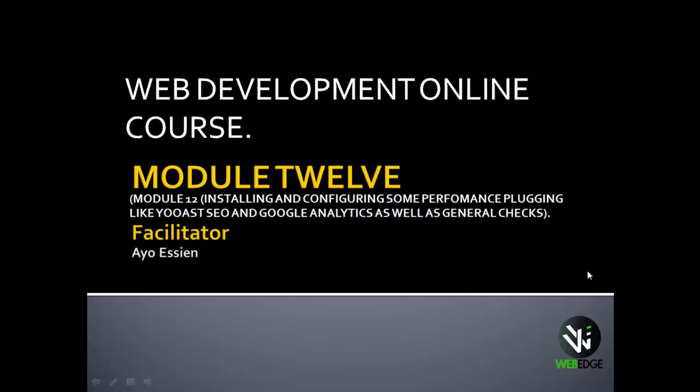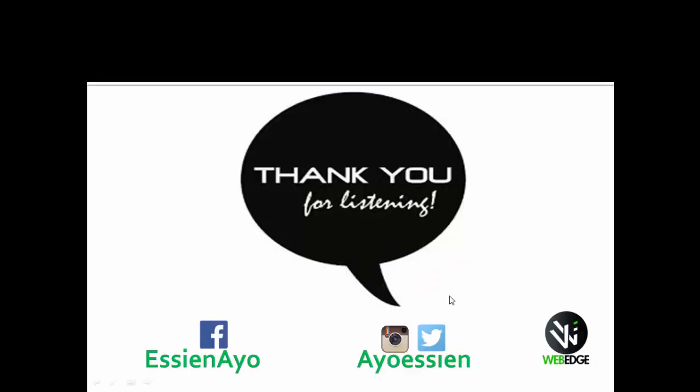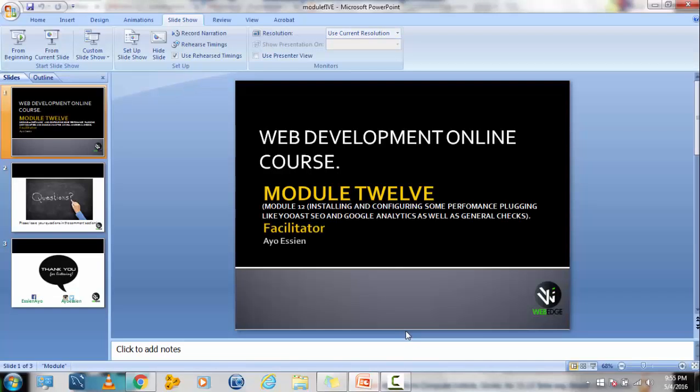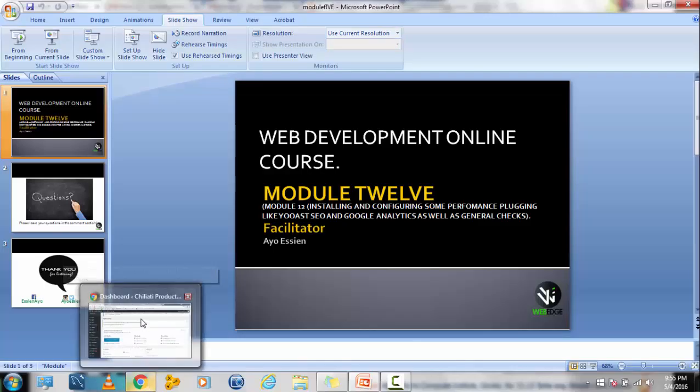All right, so in this module I will be showing you how you could use some good performance plugins to help improve your website score on Google, one of which is Yoast SEO, as well as Google Analytics. I'll be showing you how to configure both of them on your WordPress site. All right, so let's quickly head over to our platform.